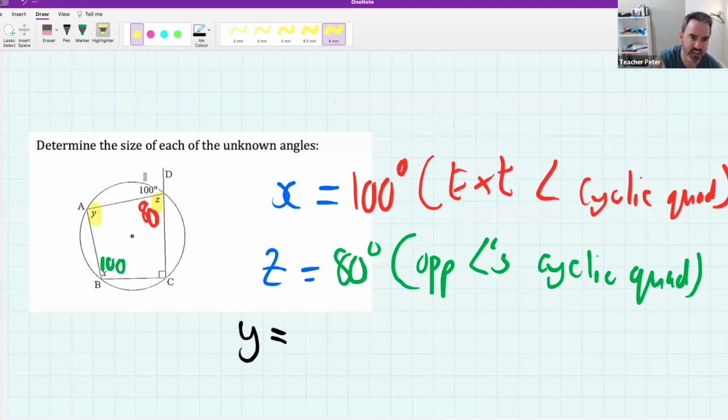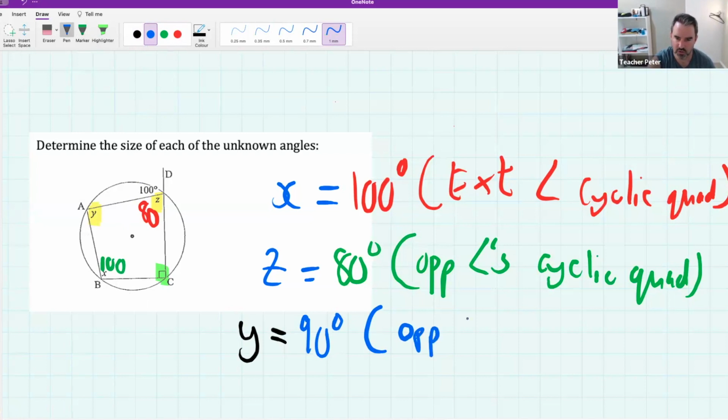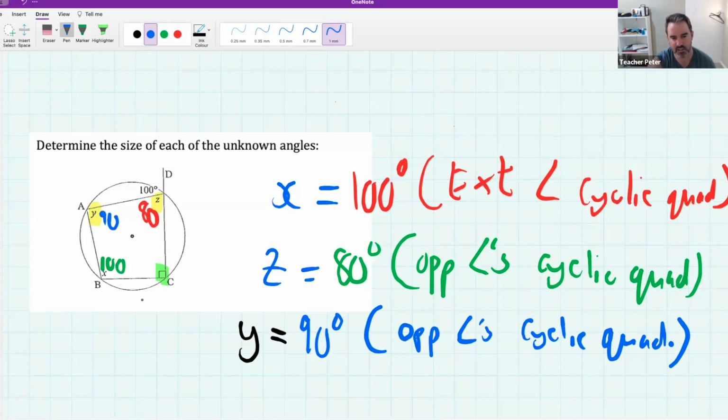Okay, now, what about y? Y is hanging out over here. It's got a friend down here. What is the size of angle y going to be? Well, because that is the sign for 90 degrees, y over here must be 90 degrees because these are opposite angles in a cyclic quad. So we just write opposite angles cyclic quad. And that's it. Y would be 90. As easy as that.